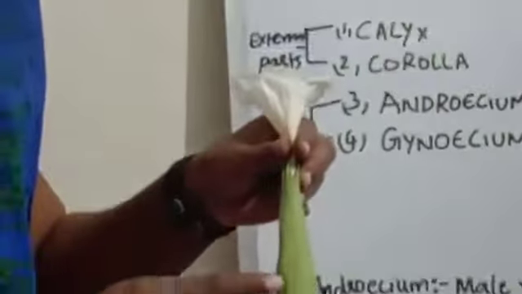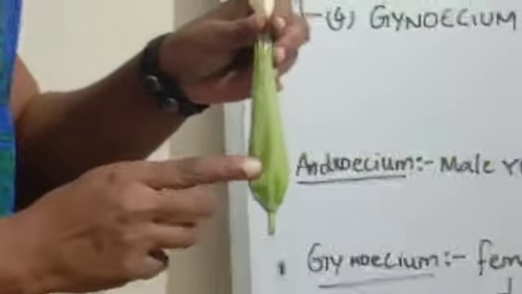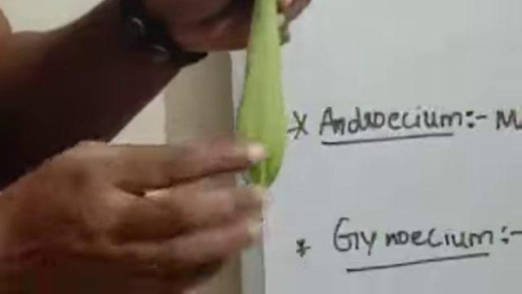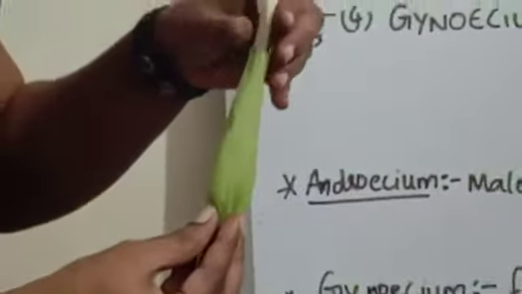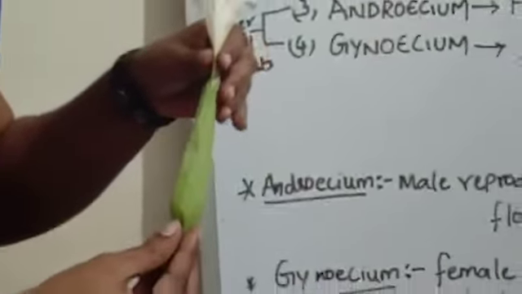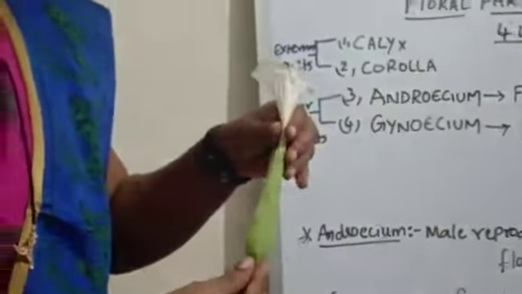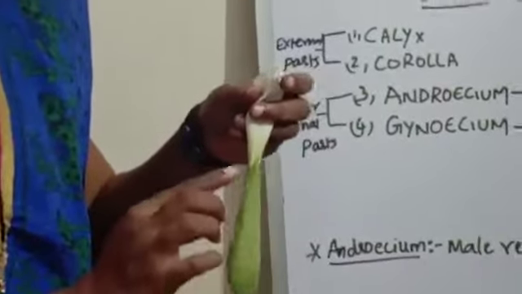This green colored tube-like structure is called the calyx. Calyx protects the internal parts of the flower, and it also protects the flower during the young stage, that is, in the bud stage. And the edges of this calyx are called sepals. These green colored edges are called sepals.